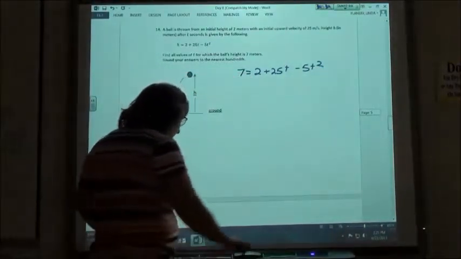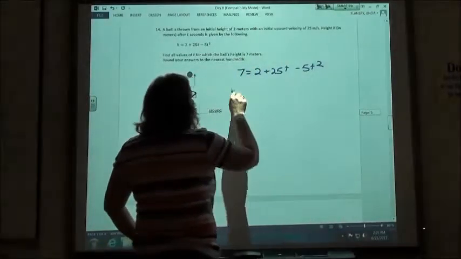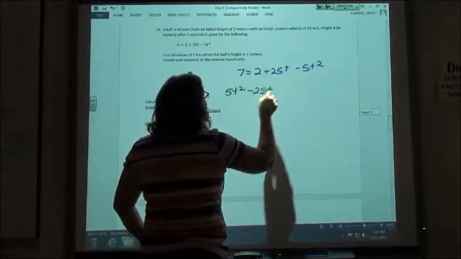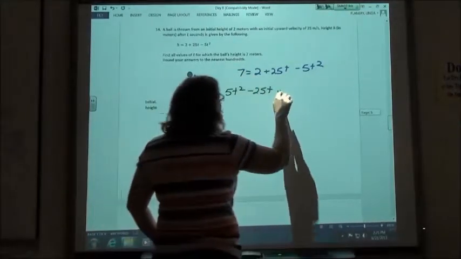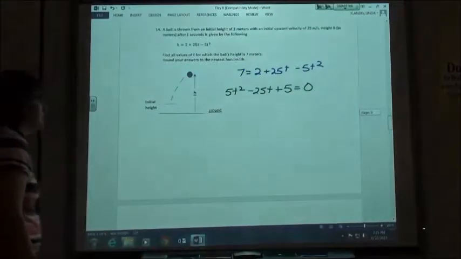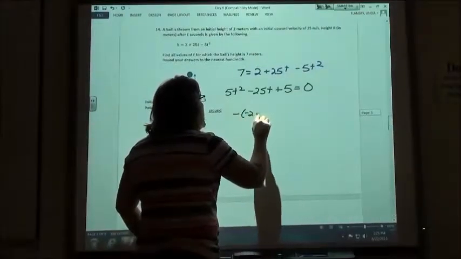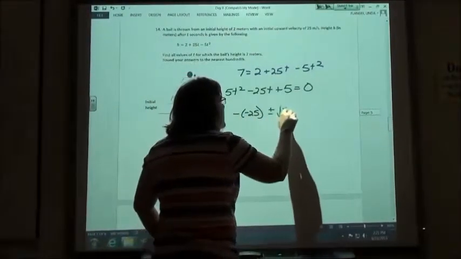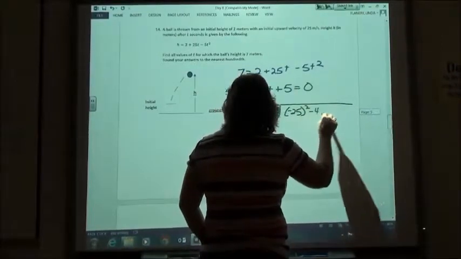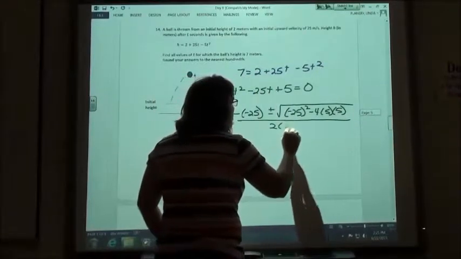Again, I have to set that equal to 0. I'm going to move these over here. So this is going to be a positive 5t squared. This will be a negative 25t. And I have to subtract my 2 from my 7. So that would be plus 5 equals 0. So in my quadratic formula, I'm going to have minus a negative 25 plus or minus the square root of negative 25 squared minus 4 times 5 all over 2 times 5.